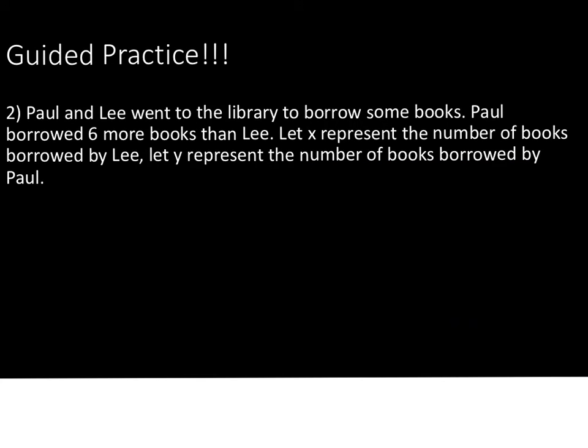Alright, this one says, Paul and Lee went to the library to borrow some books. Paul borrowed 6 more books than Lee. Let X represent the number of books borrowed by Lee. Let Y represent the number of books borrowed by Paul. So we know that Paul borrowed 6 more books than Lee. And Lee borrowed X books. So then Paul had 6 more than that. So that's Y equals X plus 6.